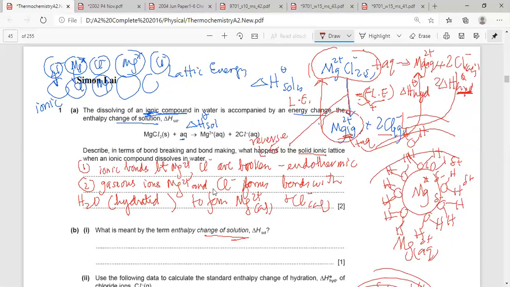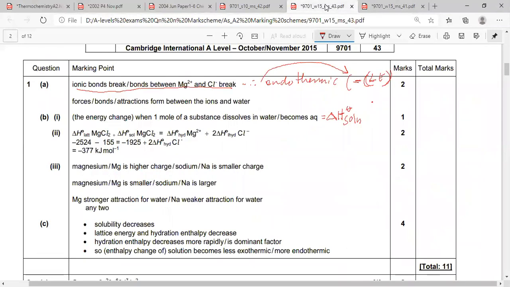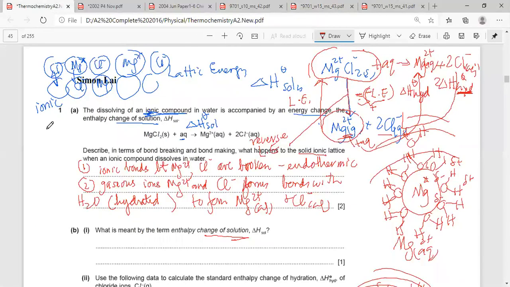Okay, this whole process. Now look at the marking scheme. Bonds: attraction between the ions and water. Forces, intermolecular forces. You can put intermolecular forces or dipole attractions formed between ions, 1 mark each. So the whole thing is called the heat of solution, delta H.